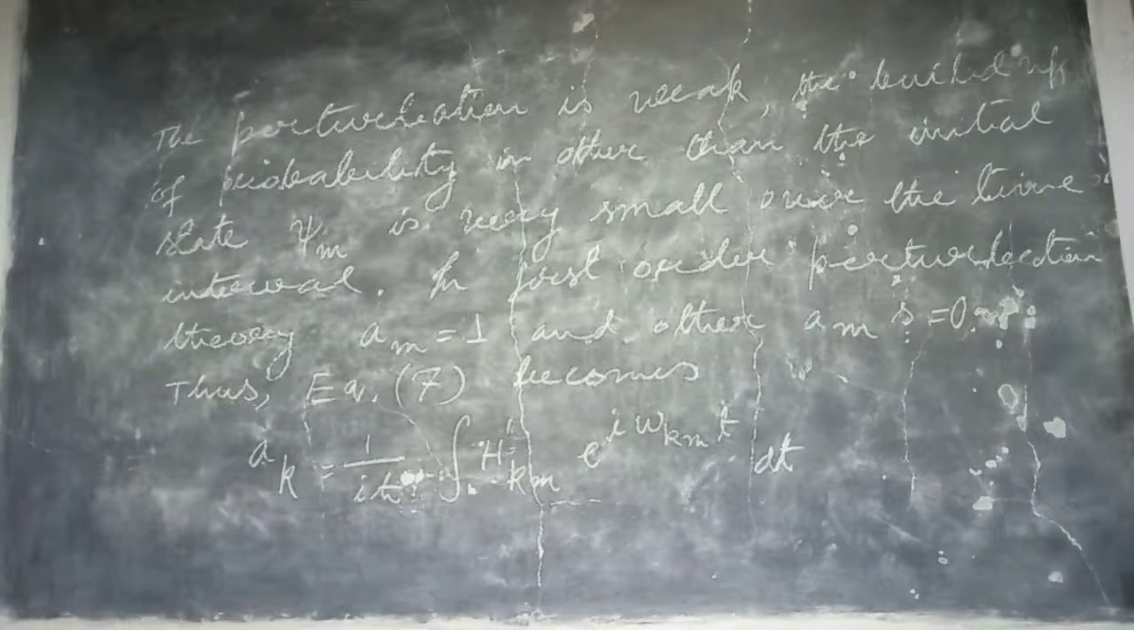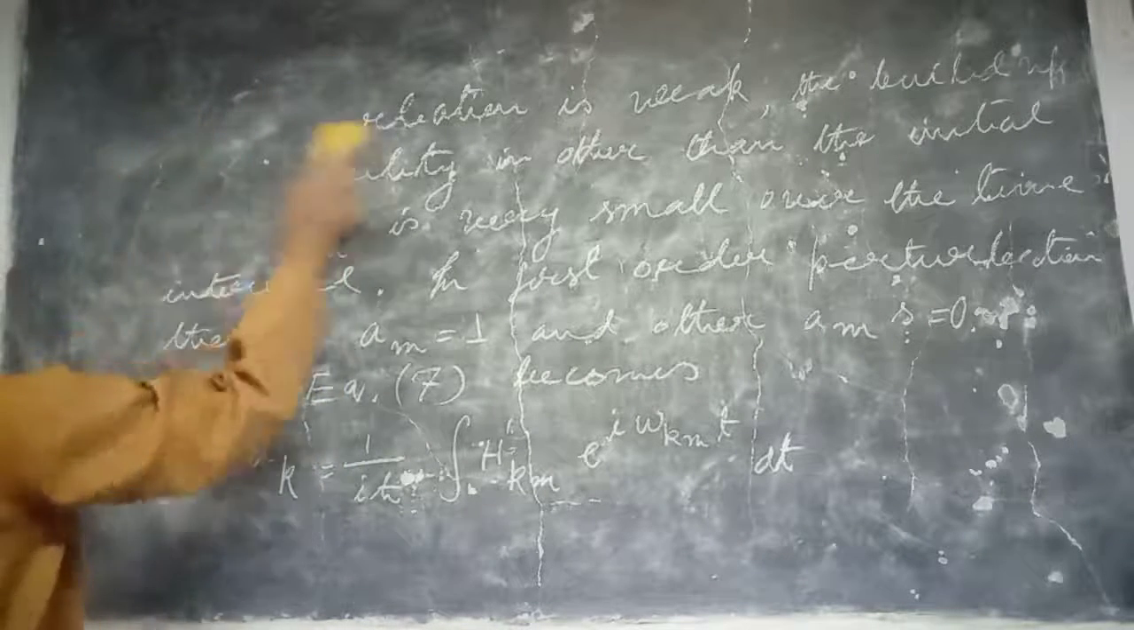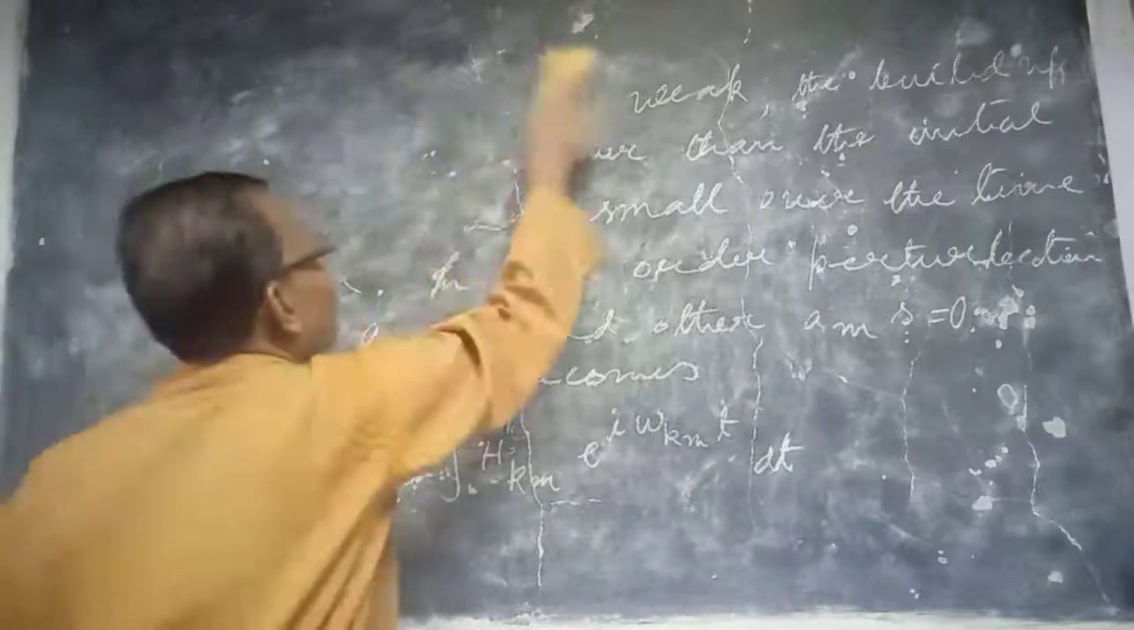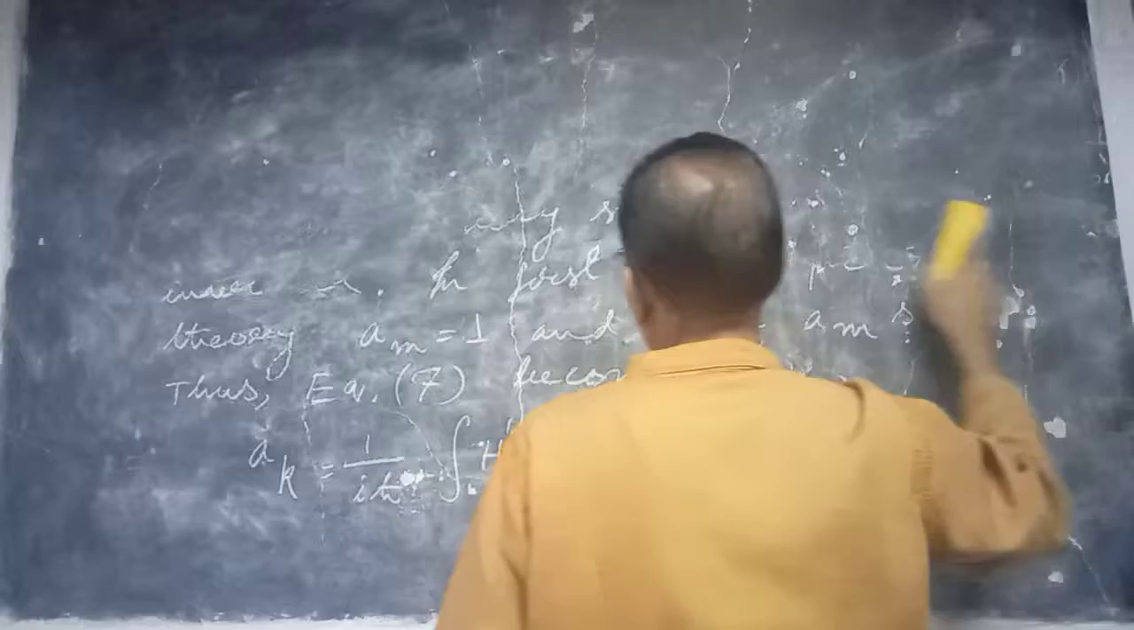So we have to integrate this one to find the probability that the final state is the kth state.